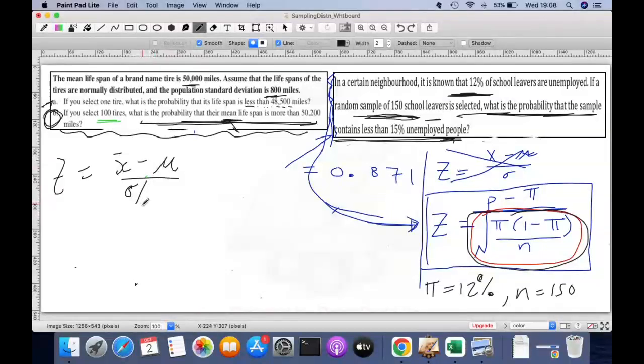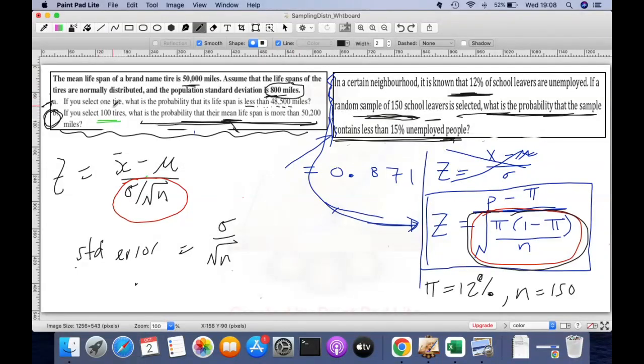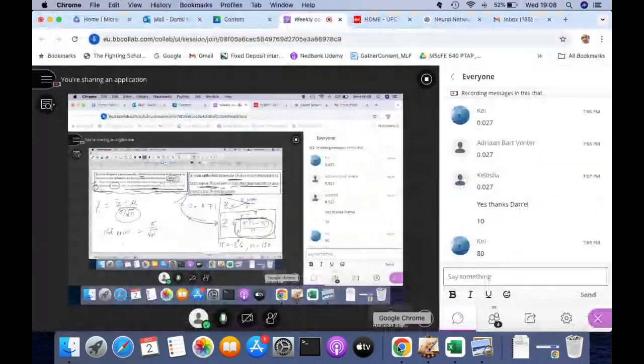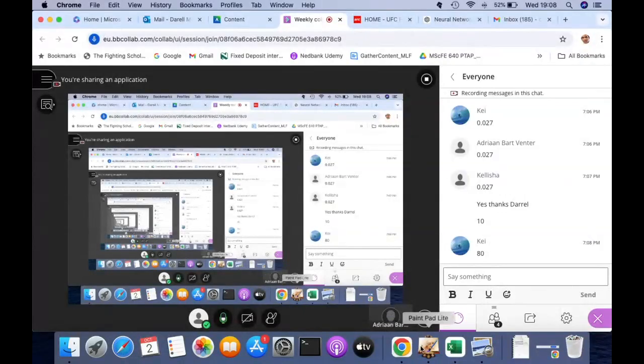Here, what's in the denominator is sigma over square root n. So that's your standard error. Your standard error for this problem is sigma over square root n. Your sigma is 800 in the question and your n is 100. Plug that in and you should get 80.